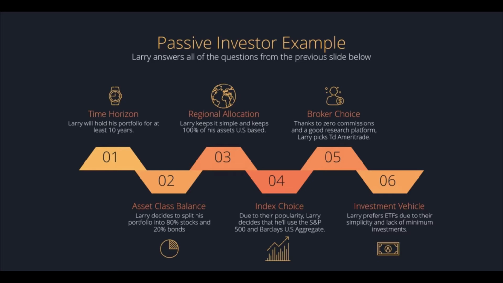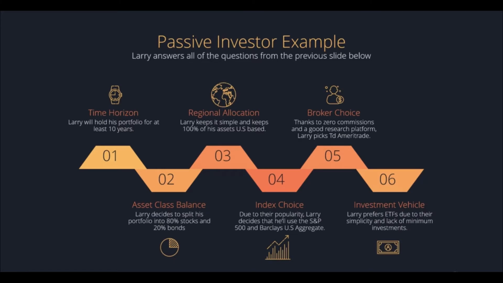The shorter your time horizon, the more you're going to want to invest in low risk assets. And the longer your time horizon, the more you want to invest, obviously, in higher risk assets. For regional allocation, we're just going to keep things simple, 100% US.